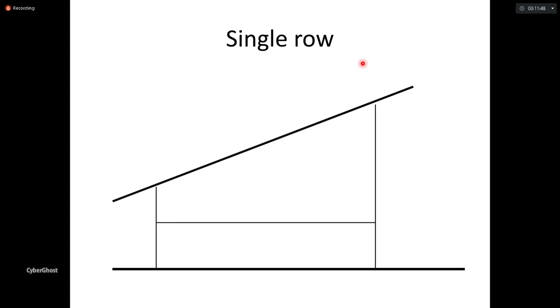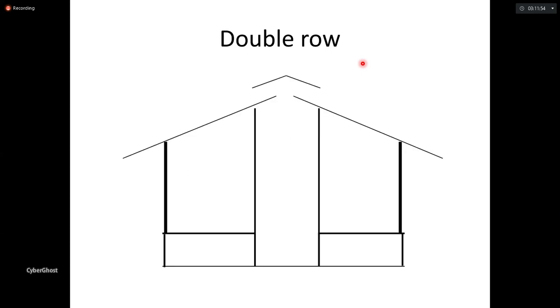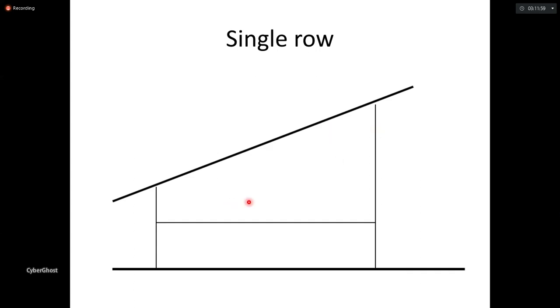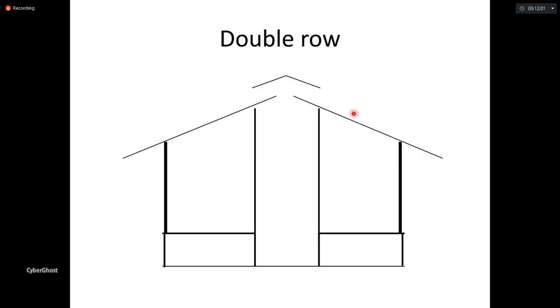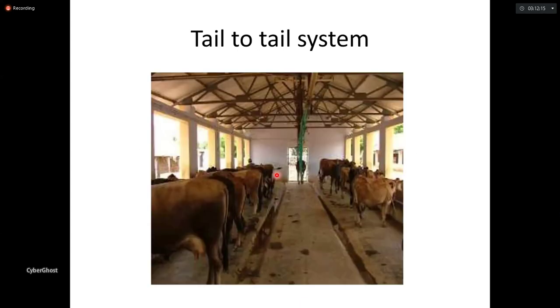Single row means the animals are on only one side of the housing system, like half of the whole house. Right, this is called double row. Animals are kept over here, and this is called the central alley. Farmers and visitors walk through this central alley. This is an example of such an arrangement.